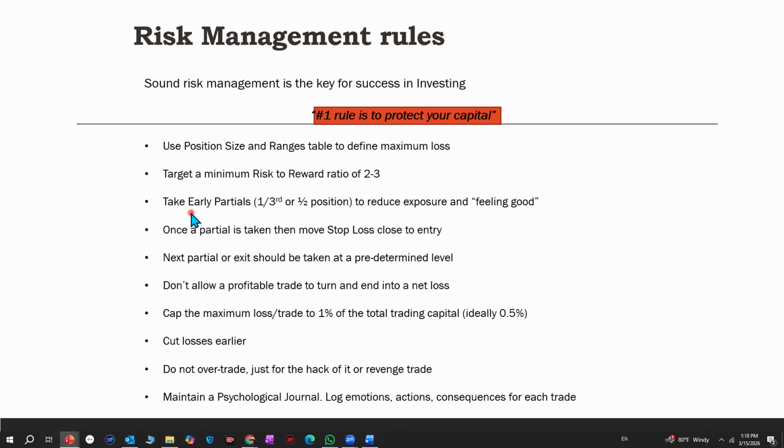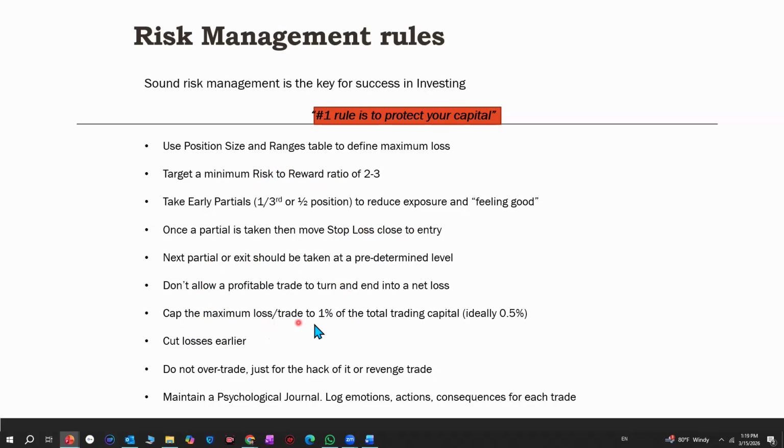Once you have taken some partial, you have already identified a high risk to reward ratio, and the stock has moved in your favor. Then move your stop loss to your entry, so you do not lose any money on your day trading on that particular stock.